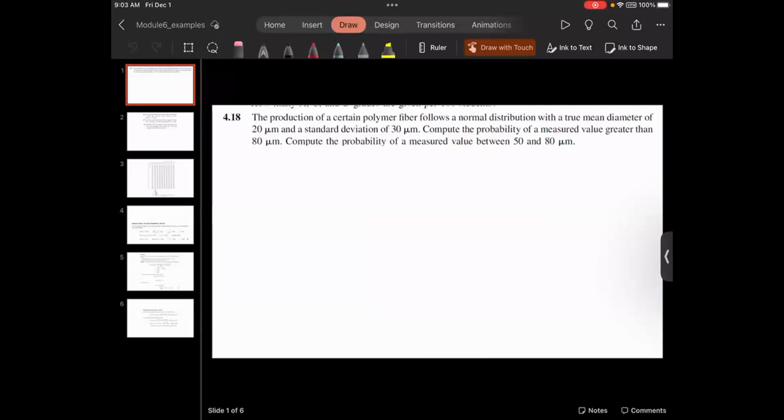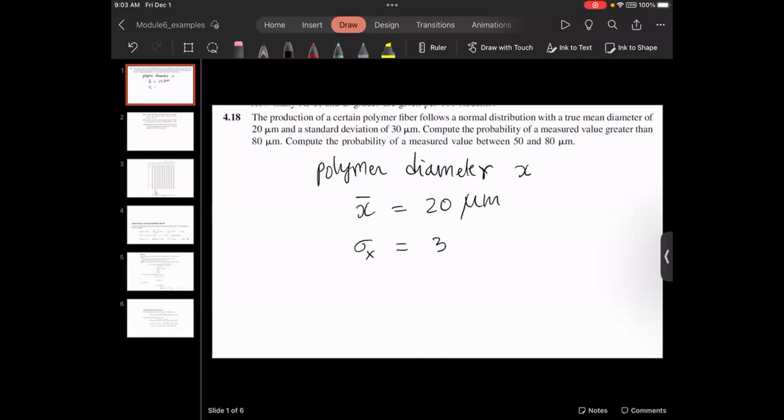So, if we denote our polymer diameter using X, you can use any symbol, the average X bar is equal to 20 microns and the standard deviation in X is 30 microns. That's given. Compute the probability of a measured value greater than 80 microns.